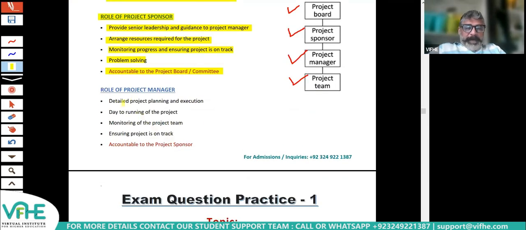So what is the role of a project manager? Detailed project planning and execution. The day-to-day running of the project. Monitoring the project team, ensuring the project is on track, and reporting to the project sponsor. So for the project manager, it is very important that he must have the required technical skills and experience for that kind of project. The sponsor does not necessarily have to have a high level of technical skills. Basic understanding is more than enough, but he is supposed to have more strategic and managerial leadership capabilities.